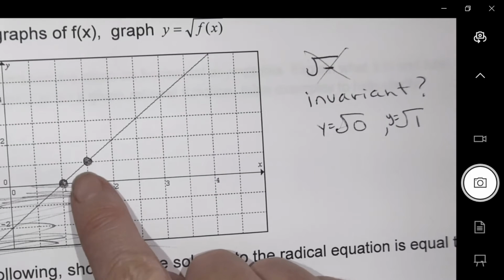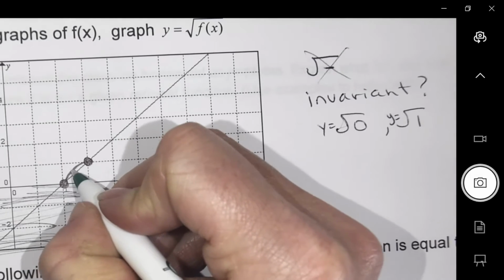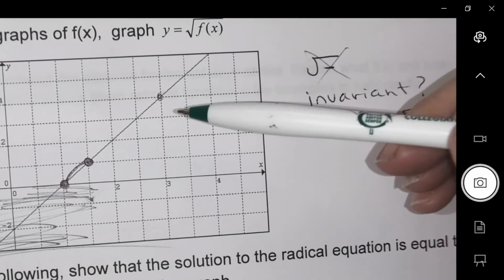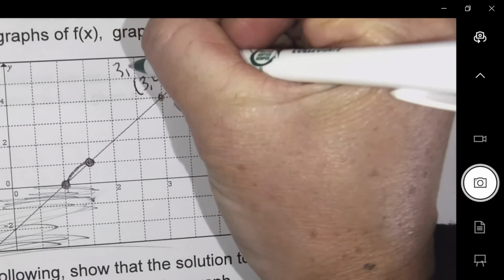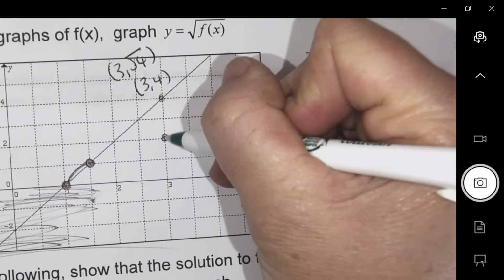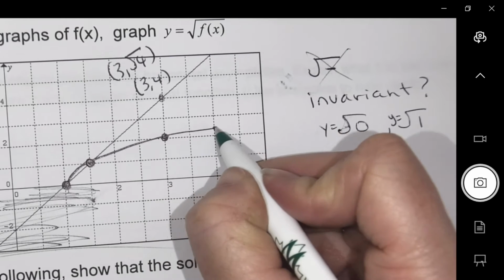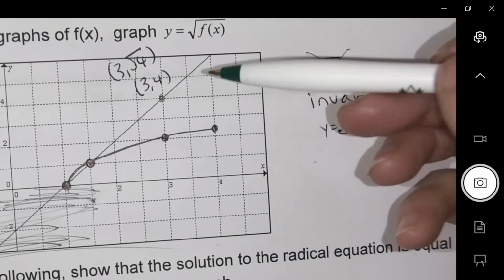Okay, what do you know in this zone? When your number is smaller than 1 and then you square root it, it actually gets bigger. And then, can I find a point? For instance here, (3, 4) is going to move to (3, square root 4), which is there. And since my graph stops, I better just stop. If this one had an arrow, I would have an arrow.